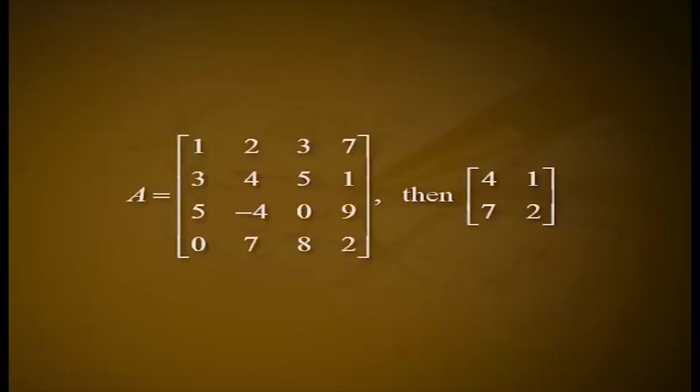Example 2. Let A be the matrix [1 2 3 7; 3 4 5 1; 5 -4 0 9; 0 7 8 2]. Then matrix [4 1; 7 2] is a principal submatrix of A obtained by deleting first row, first column, third row and third column of A, but it is not a leading principal submatrix of A. A leading principal submatrix of A is matrix [1 2; 3 4] obtained by deleting the last two rows and last two columns of A.